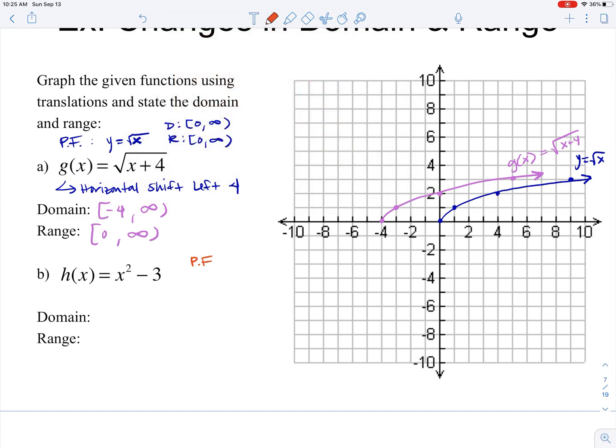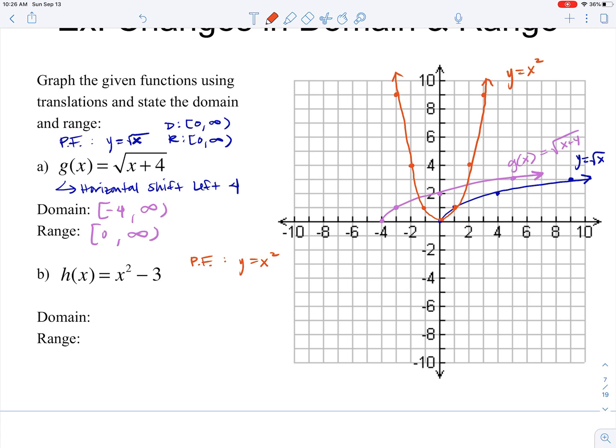And the parent function for h of x would be y equals x squared. If I graph that, I know the point at the origin, which is the vertex, 1, 1, negative 1, 1, 2, 4, negative 2, 4, 3, 9, negative 3, 9. You do not always have to graph the parent function. I'm just graphing them here for the lesson.